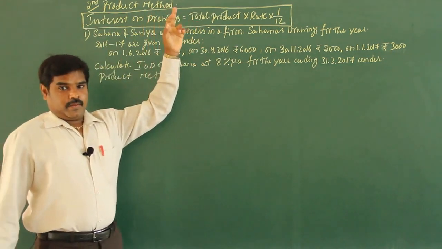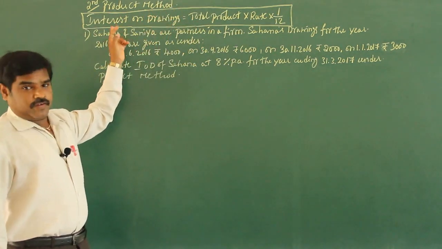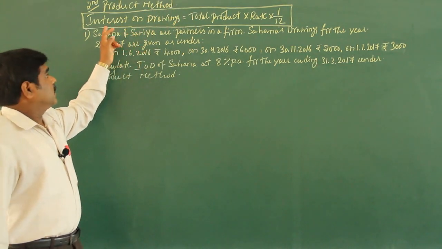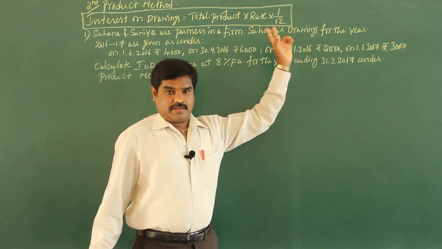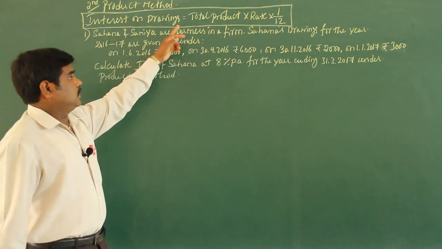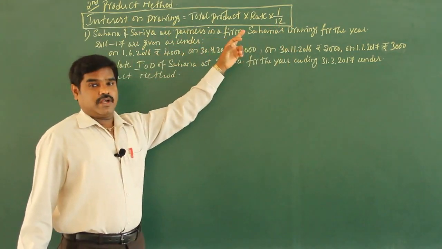In the product method, there is a formula to calculate interest on drawings. Interest on drawings is equal to total product into rate into 1/12.